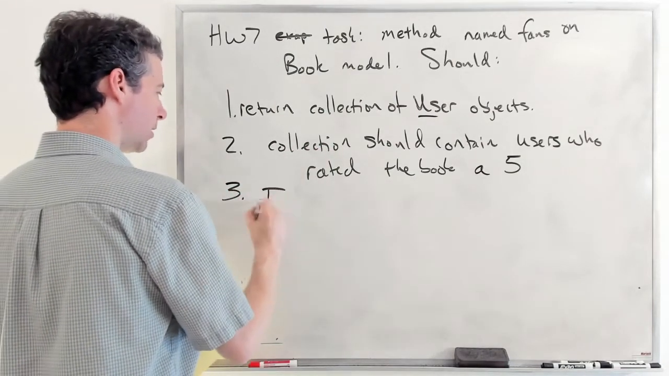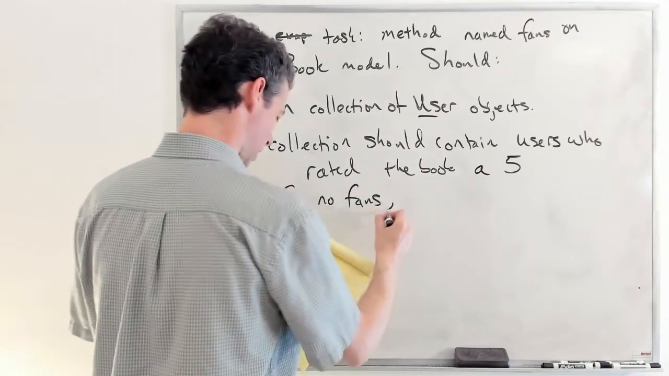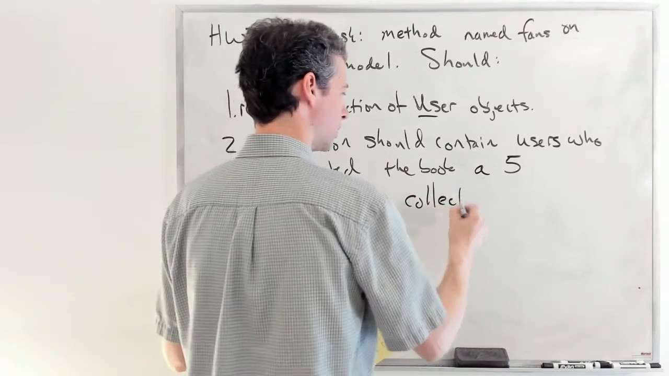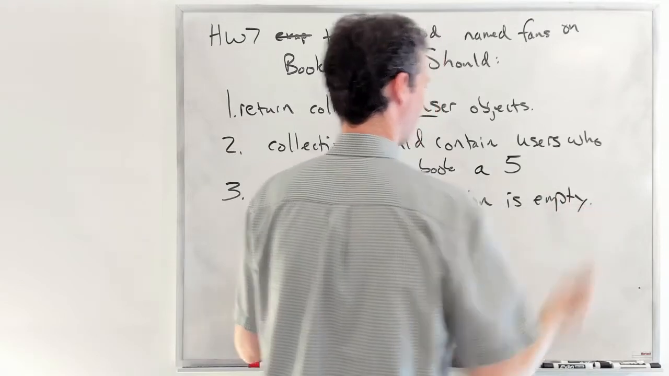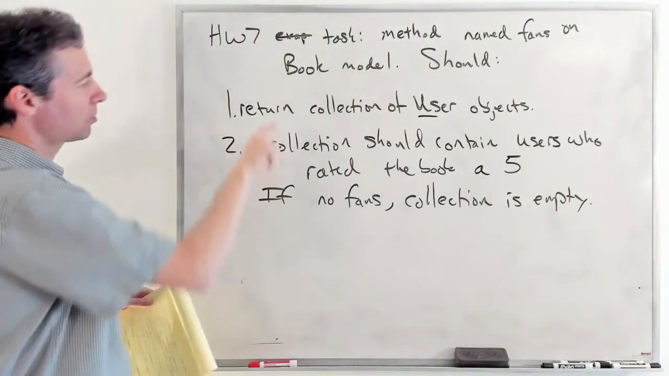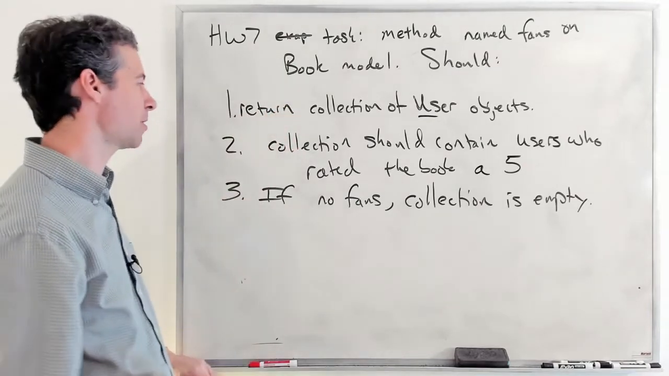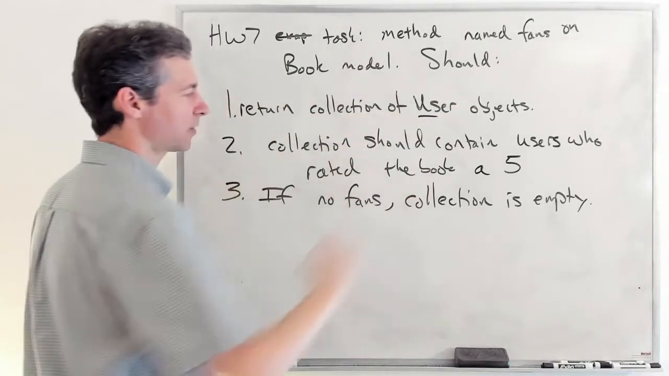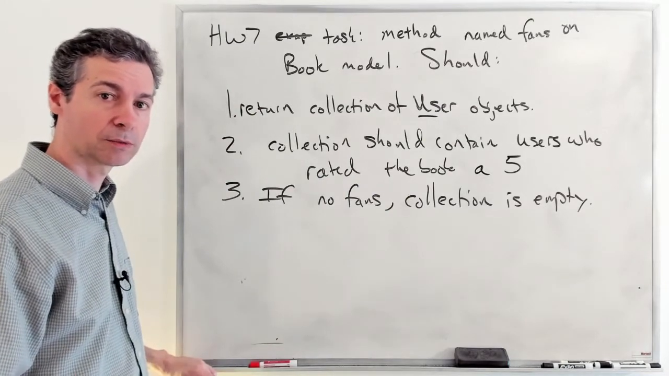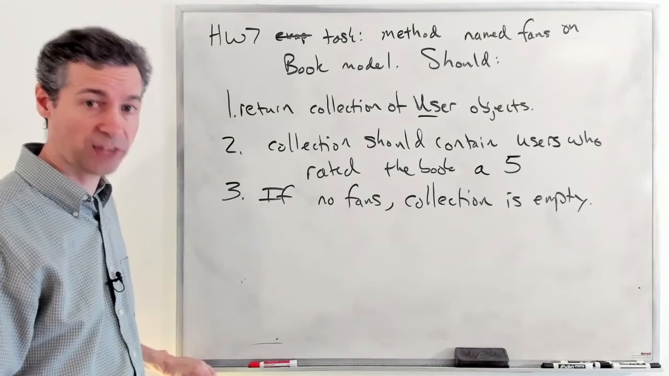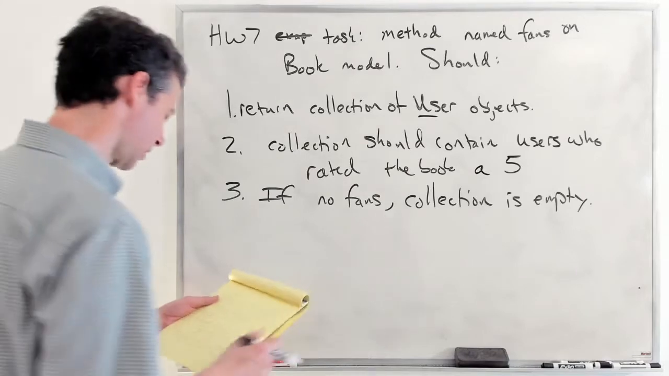Three, but if a book has no fans, so no one has rated it a 5, the collection returned should be empty. Okay, and these are probably together, so maybe this is kind of one thing and another thing again. It's like what to do when I have one or more fans, and what to do when I have no fans. And I'll definitely need to test those separately.